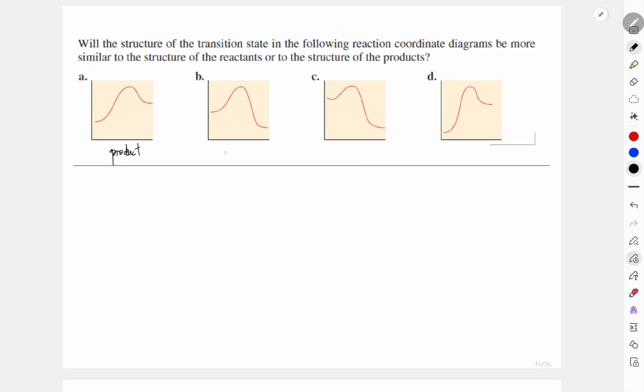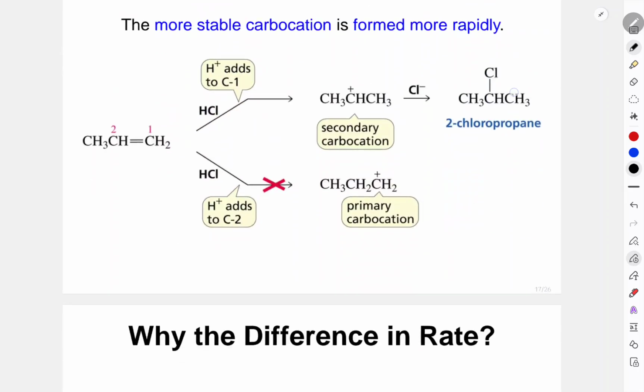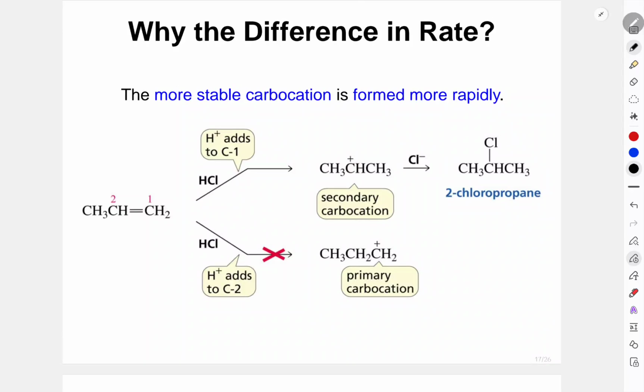So back to the reaction. And now you know the stability of the carbocation, and also you know the Hammond postulate. Combining these two pieces, you can answer the following question: why is the difference made, why is the other pathway much faster? And this is the observation: the more stable carbocation is formed more rapidly. You need to be able to explain this using these two pieces of information we just learned.